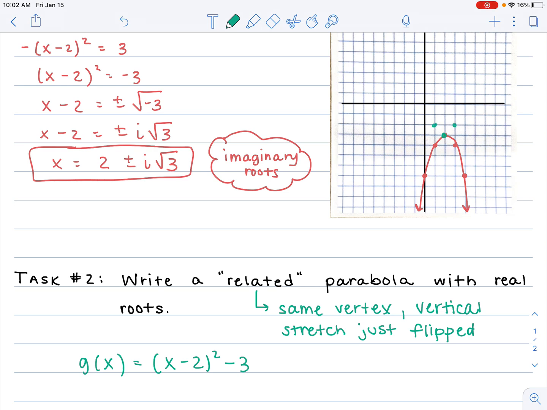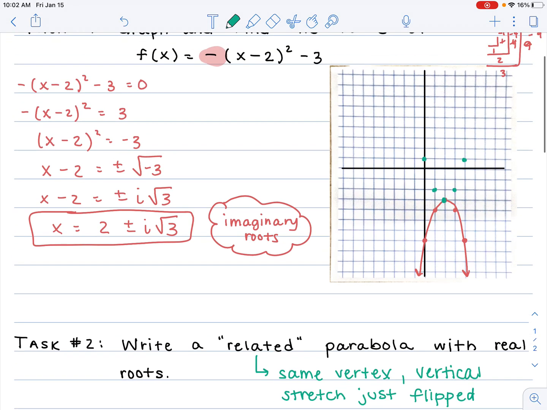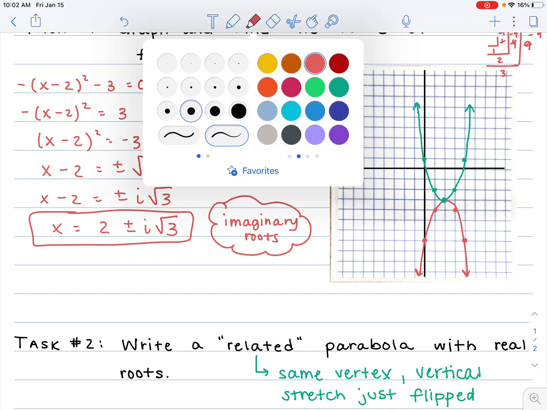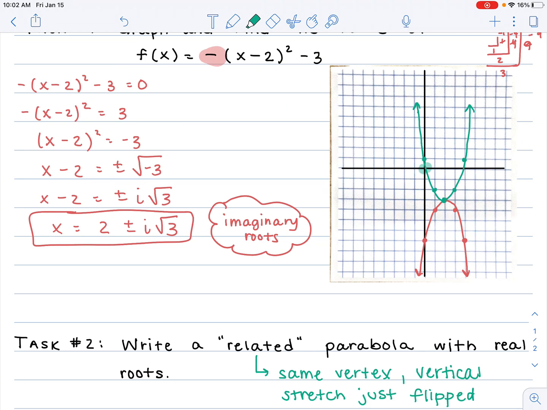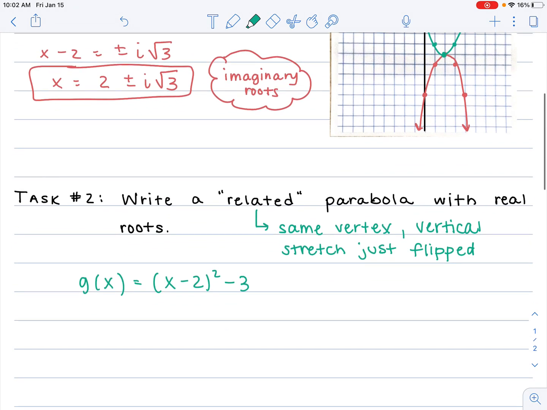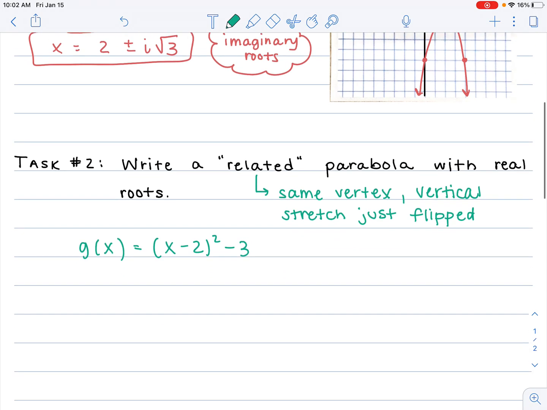So now I have my vertex. I'm going to go over 1, up 1, over 2, up 4. So now we see our vertex kind of coming alive here and our parabola coming alive, because now we can see we have x-intercepts. So we can figure out what those real roots are going to be. So let's go ahead and solve for those real roots. So set it equal to 0.